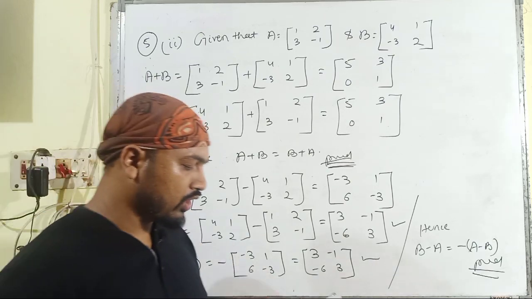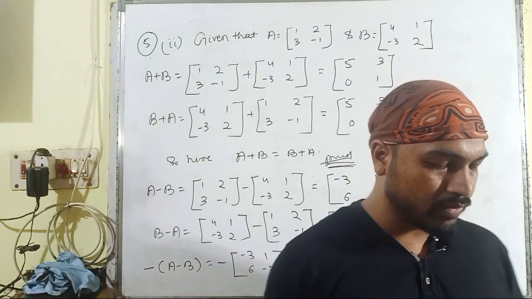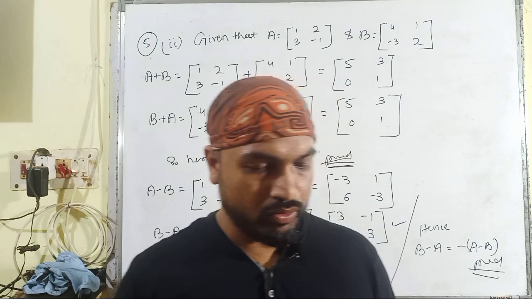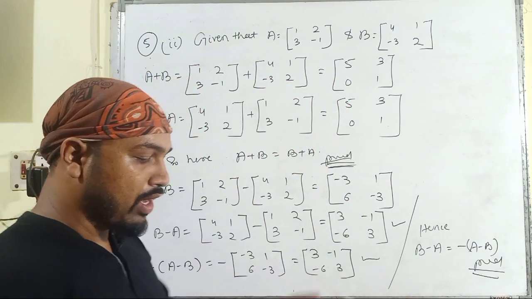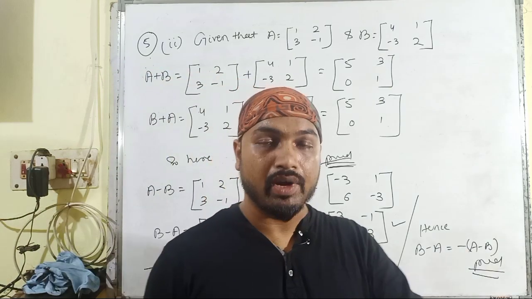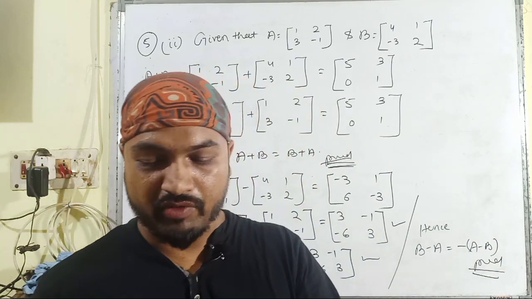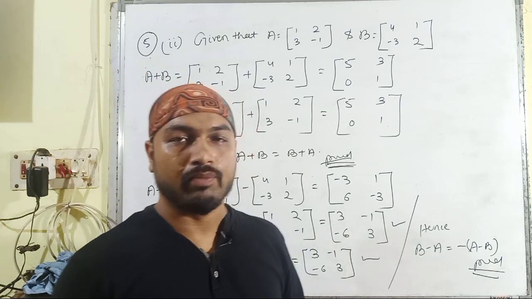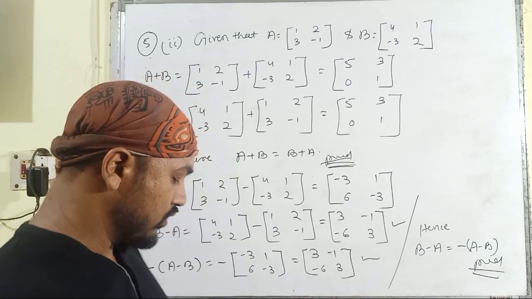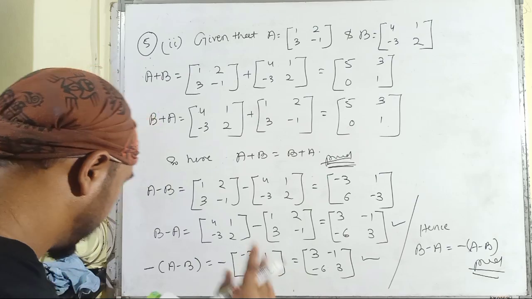So we have proved the second bit of number 5, and the rest of the 4 bits are for you, and it is the task for you. You can apply the same procedure to evaluate the values of A plus B, B plus A, A minus B, B minus A, and as well as you can verify that A plus B will be equal to B plus A, and then B minus A will be equal to the negative matrix of A minus B. Then let us go through the problem number 6.